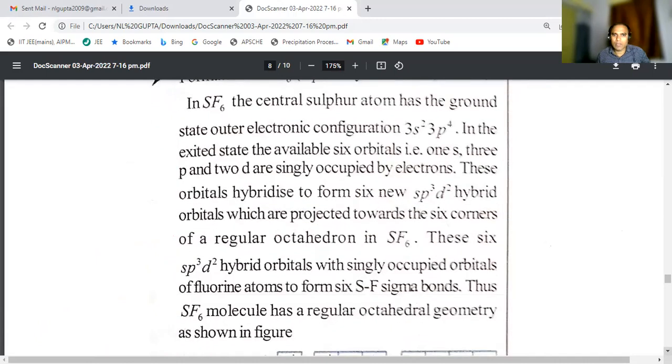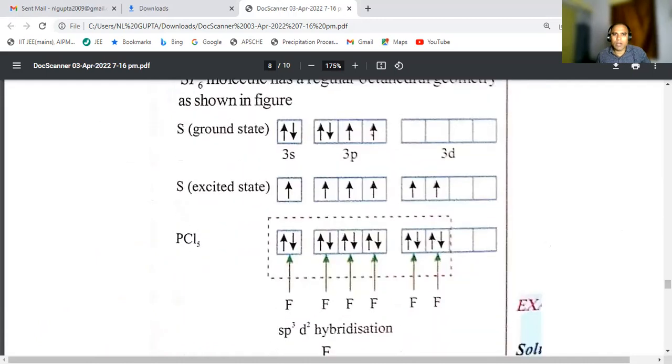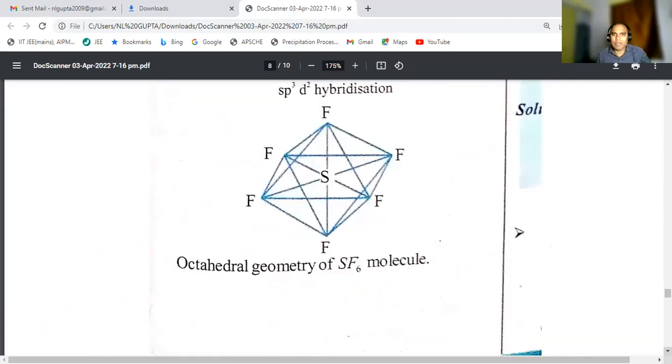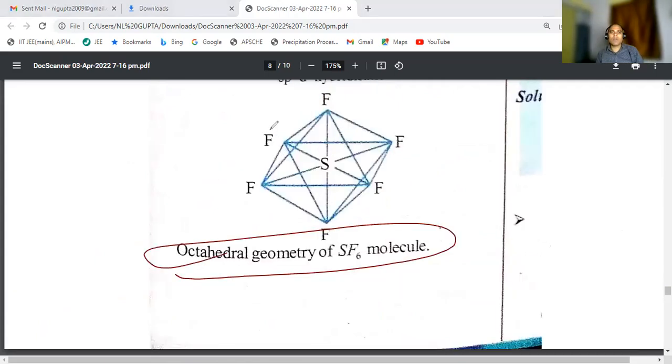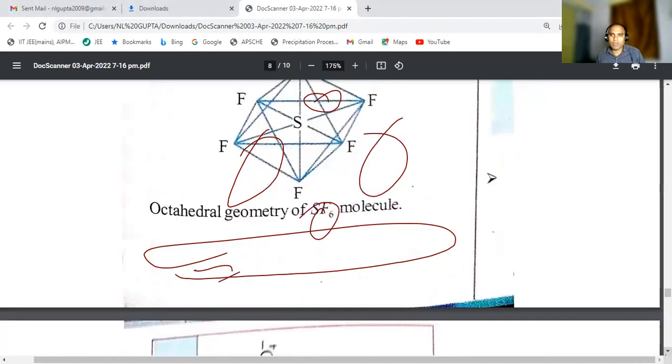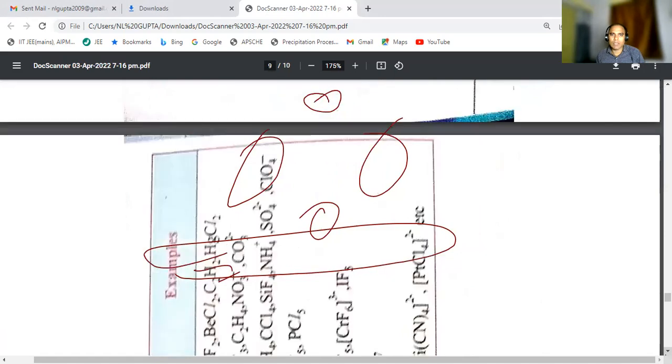Where is this? If you are talking about PCl5, that is already over. The SF6 molecule here, the shape they are mentioning is octahedral geometry. You can see this is the octahedral geometry of SF6. So sulfur has 4 in the corners and 2 at the top and bottom. This type of shape is called octahedral shape. I hope you are understanding.